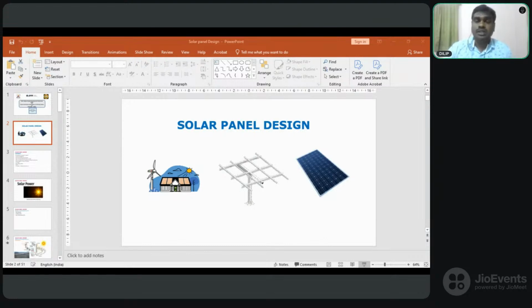With this development, a lot of research is going on in solar panel design and other renewable energy. Whenever solar power comes up, we mainly need to harvest the power of the sun, because from the sun we are getting solar energy, which is renewable energy.